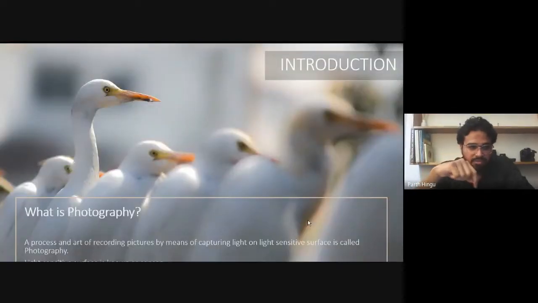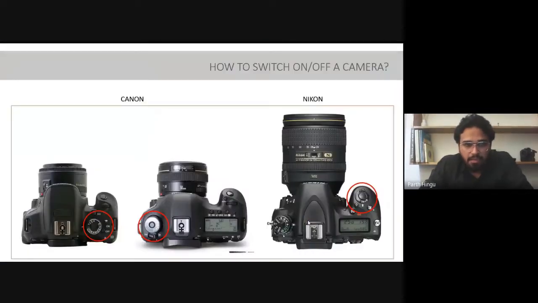So this is the basic slide I'm going to share. Basically, what is photography? It's capturing an image on a light-sensitive medium. That's the technical definition, but the practical definition is simply that it's known as photography. This was the introduction, and these are some of the camera types I would like to introduce. These two are Canon, and these are the Nikon DSLR.